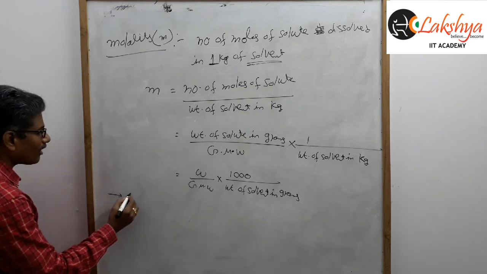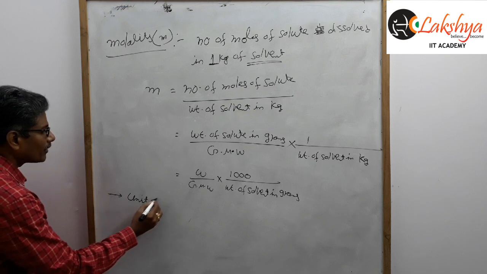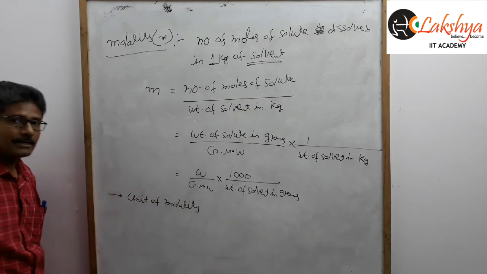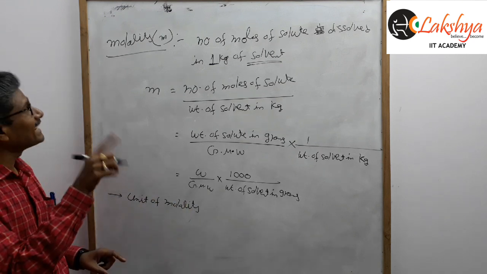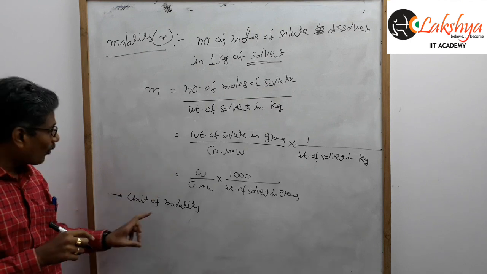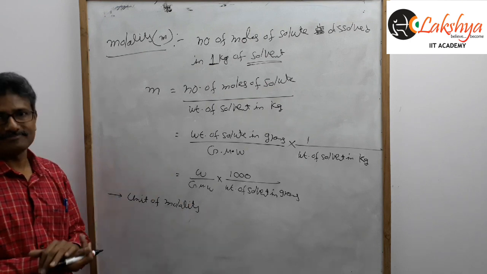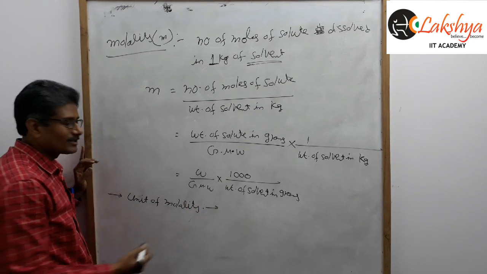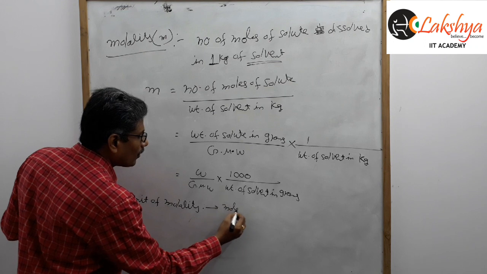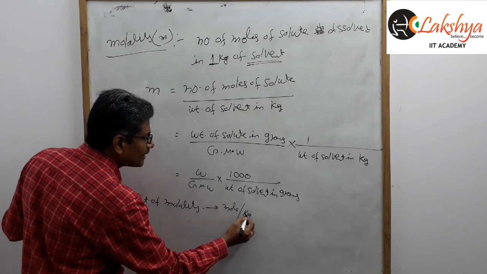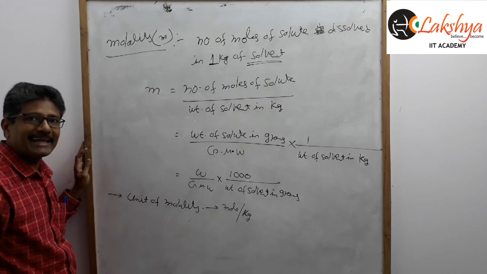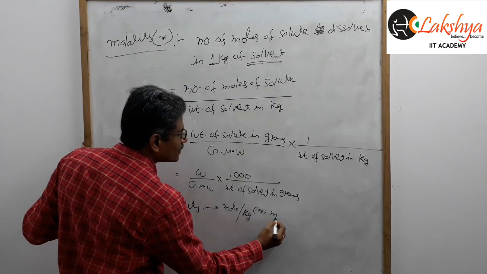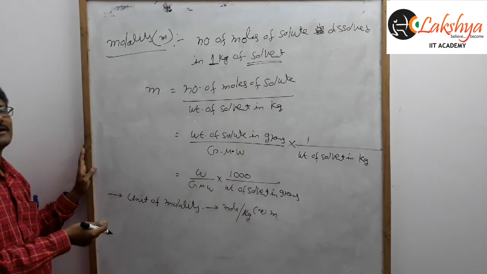What is the unit of molality? See the small difference: molarity is capital M, molality is small m. The unit of molality, we can simply write, is mole per kg. Small m means mole per kg.